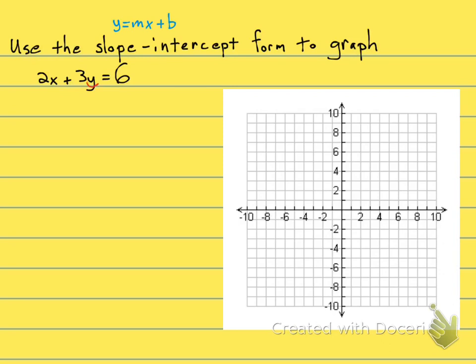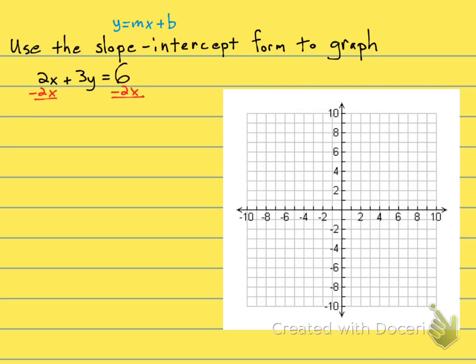So for this equation, here's my y, and I need to get it all by itself. I need to get rid of the 3, and I need to get rid of the 2x. And which one do I get rid of first? I'm going to get rid of the 2x first. So my first step is to subtract 2x from both sides.